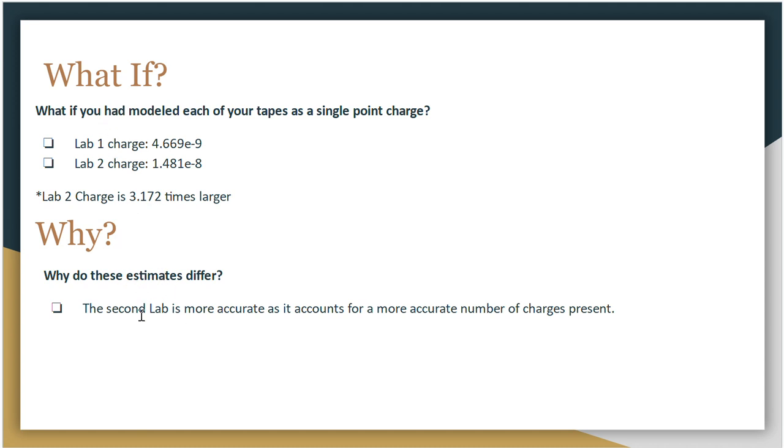Why do these estimates differ? The second lab is more accurate, as it accounts for a more accurate number of charges present, as we can assume that this piece of tape is more than just a single point, but a line of charges. In fact, in some ways, an infinite line.